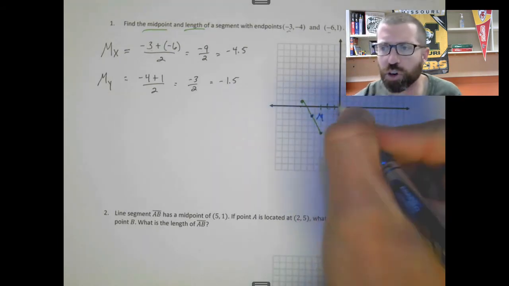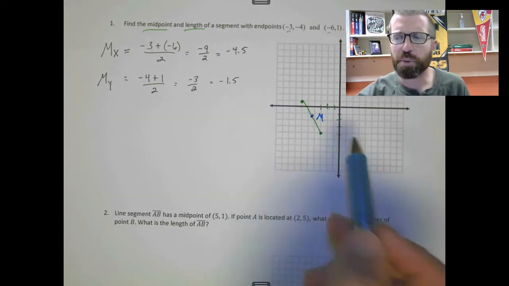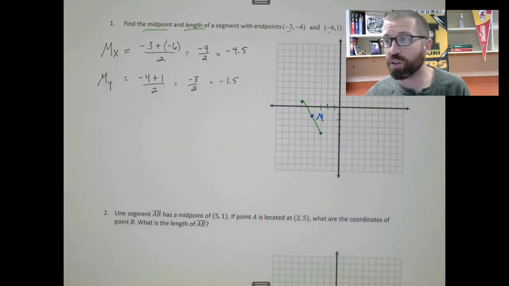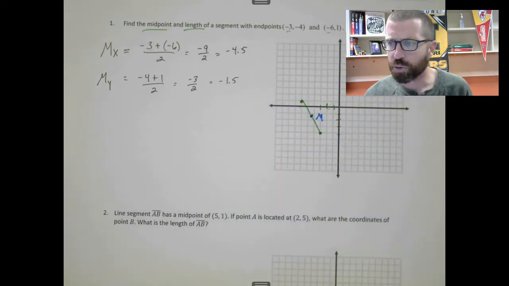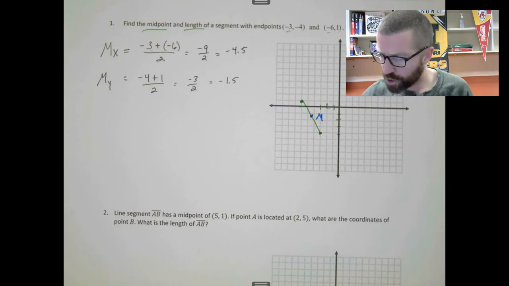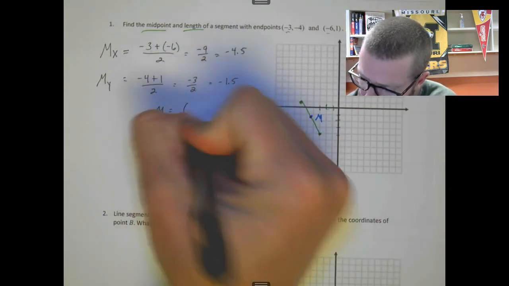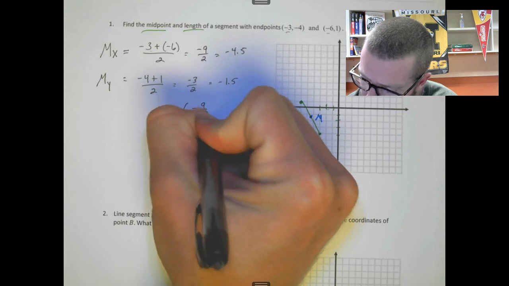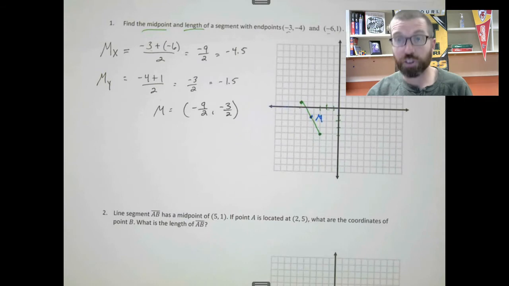If you sketch your own coordinate plane, it might not be perfect, but you should be close. If you mess up a sign, it might be over here or over here. So it's a good way to check your work. So the midpoint is, let's go ahead and write it together, (-9/2, -3/2). And so the distance formula.